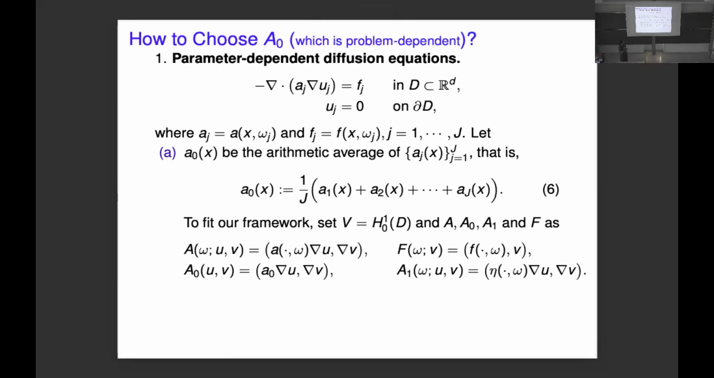One is a parameter dependent diffusion problem, and you have a sequence of problems. Then you can choose, for example, the average. Using the average coefficient, you get A0. Now this A0 is not constant anymore. It's a variable function, but it doesn't depend on omega. That's the key. So that's one.